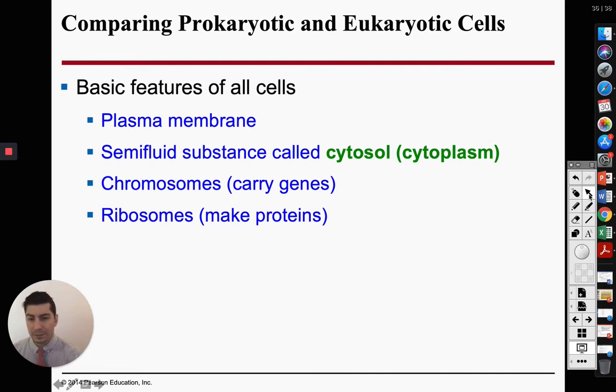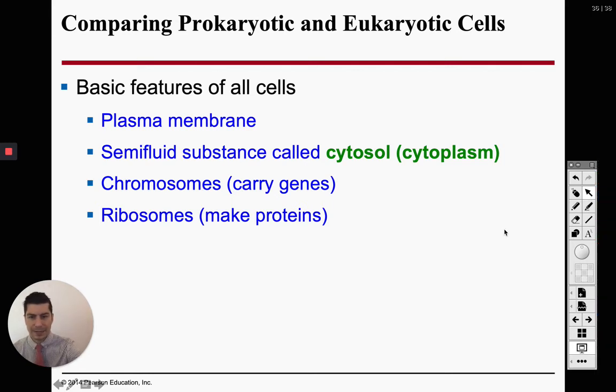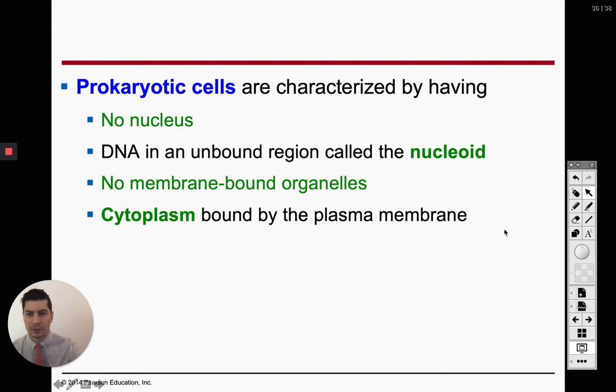We're also going to have some chromosomes in there. We're going to talk about the chromosomes later on. Those are going to carry all our genes. The chromosomes are going to be visible whenever the cell is reproducing. And then we already talked about the ribosomes in the past, and they make proteins.